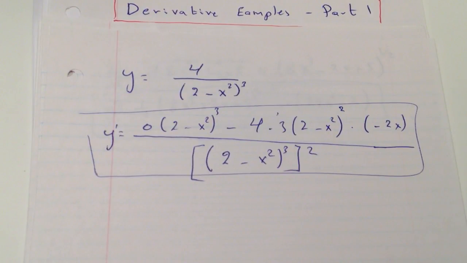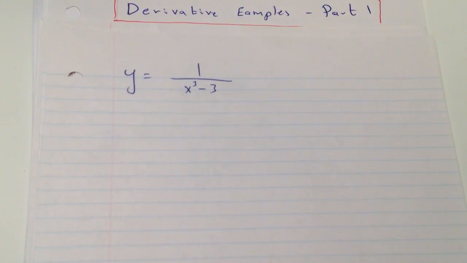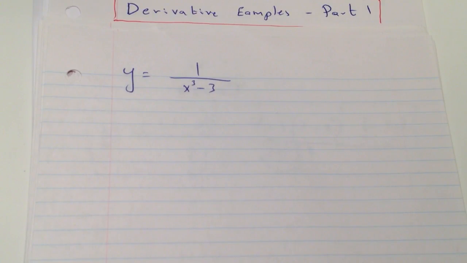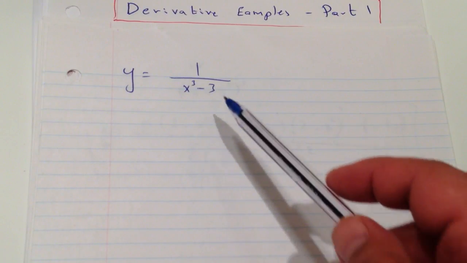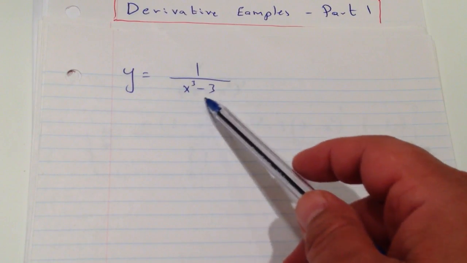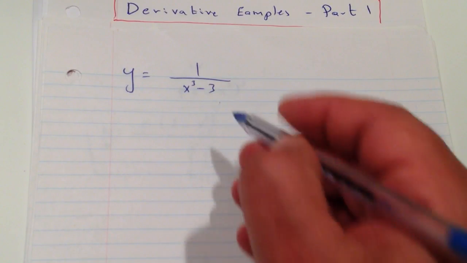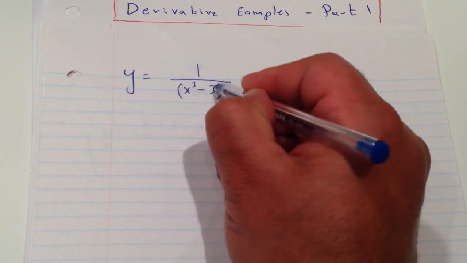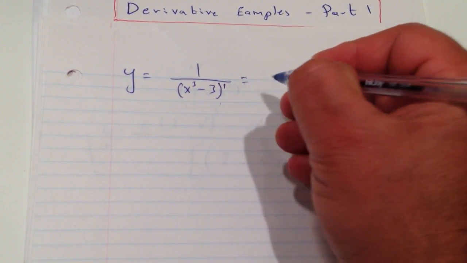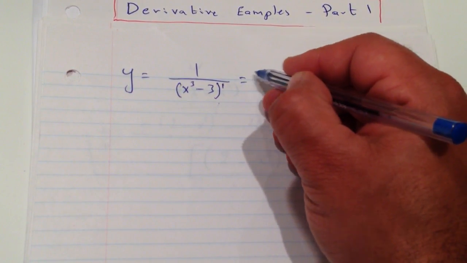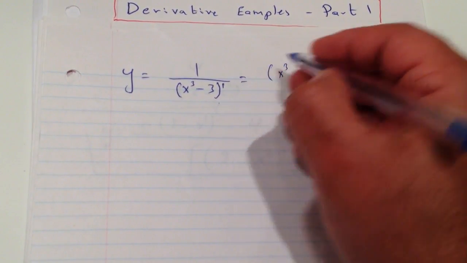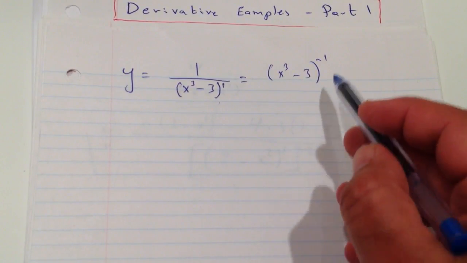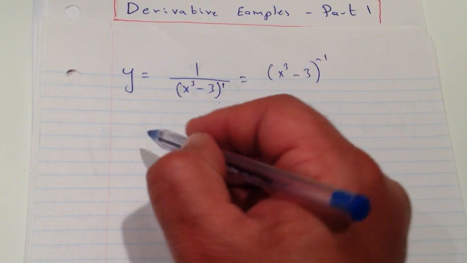Let's solve one more problem. I have y equals 1 over x cubed minus 3. Again, this problem we can solve either by applying the quotient rule, or we can move the bottom into the numerator and change its power. So this here all has a power 1. So I can move it up, it will be 1 multiplied by (x cubed minus 3), and that plus 1 becomes minus. So now I can apply the power rule for this function.